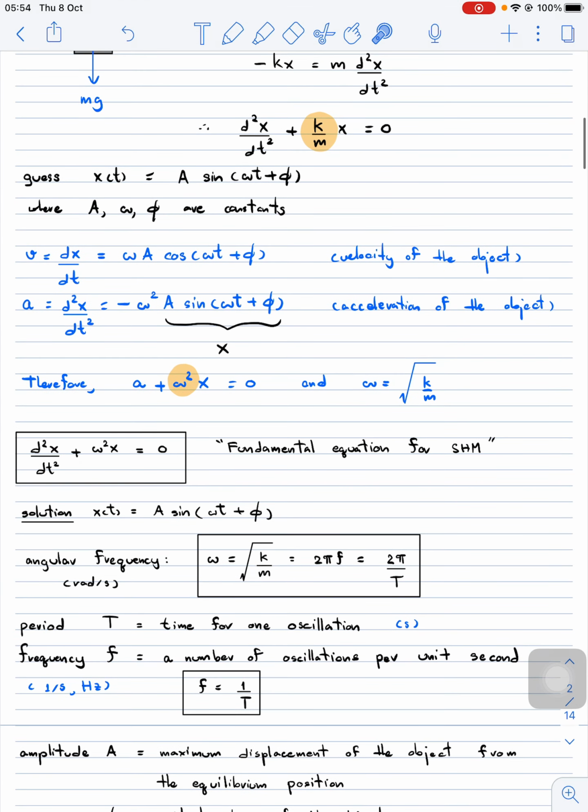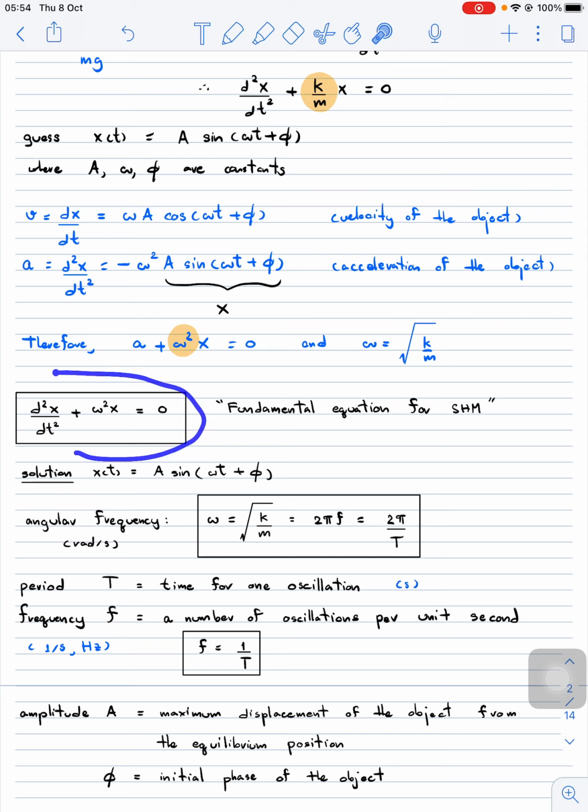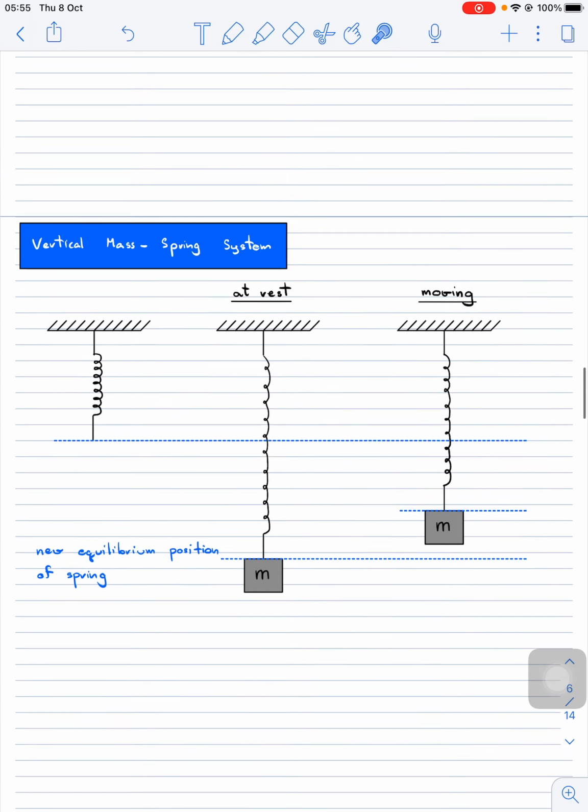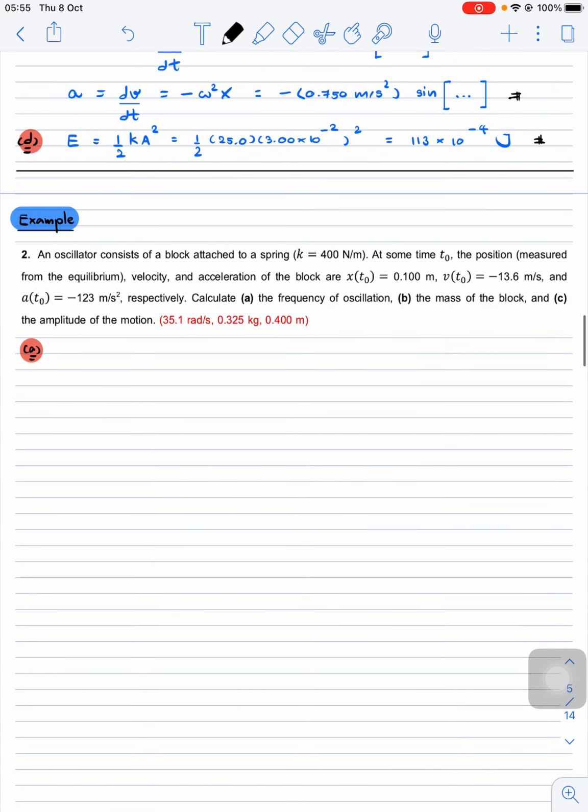It is here, right? The a plus omega squared times the x equal to 0. So then this equation will work for any time. Then let me just use a equal to the negative omega squared times x, right? Just the same thing.